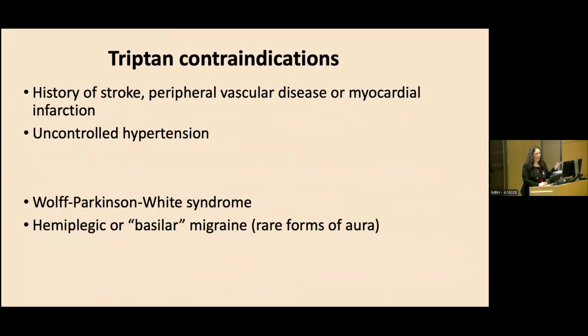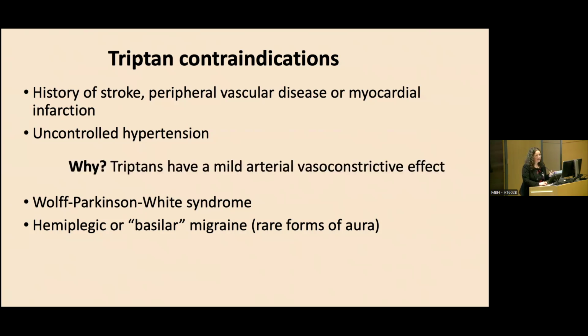So what should you pause about? The 2 things to think about, and these are rare, honestly, in our patient population: history of stroke, peripheral vascular disease, or myocardial infarction. That sometimes happens in a neurology clinic. They might have a history of stroke, but it's very rare. And uncontrolled hypertension, which might happen in a nephrology patient population. And the reason that that's a labeled contraindication is that triptans do have an arterial vasoconstrictive effect. So if you have vasculopathy, if you have uncontrolled hypertension, those could be concerns.